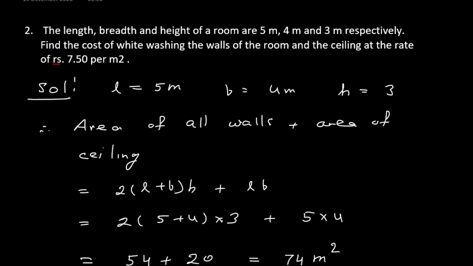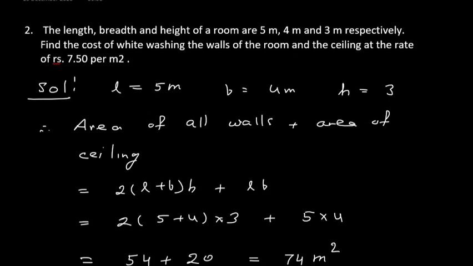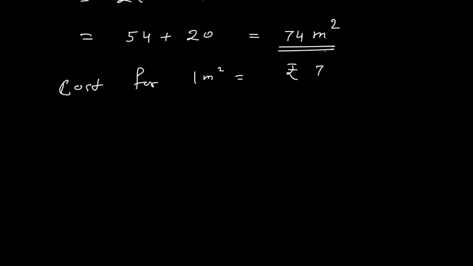And for 1 meter square, the cost is 7.5. So cost for 1 meter square is rupees 7.5. Therefore, total cost is equals to 74 into 7.5. So here in rough, I will multiply 74 by 7.5.